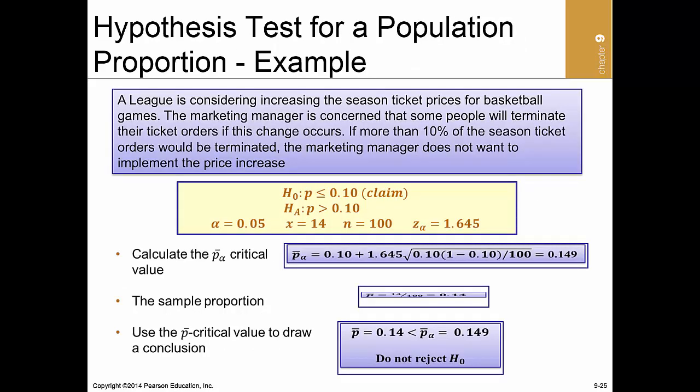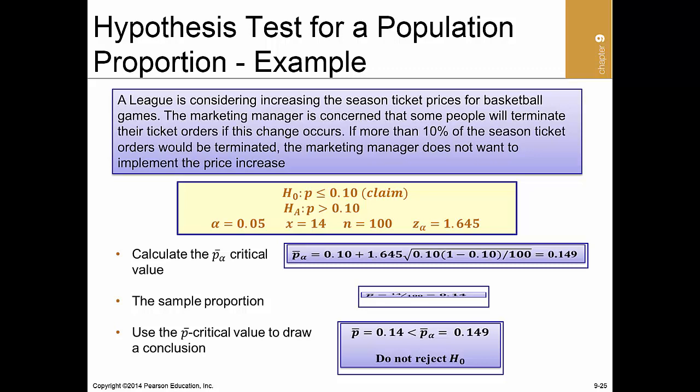Alright, so in this case, some league is considering increasing the season ticket prices for basketball games, and the manager is concerned that some people will terminate their ticket orders if this change occurs. So here, if more than 10% of the season ticket orders would be terminated, the marketing manager does not want to make this decision to implement the price increase. So our claim is that p, the population proportion, is less than or equal to 0.10, and the alternative would be that p is greater than 0.10.